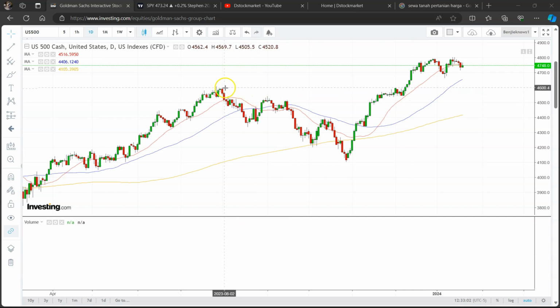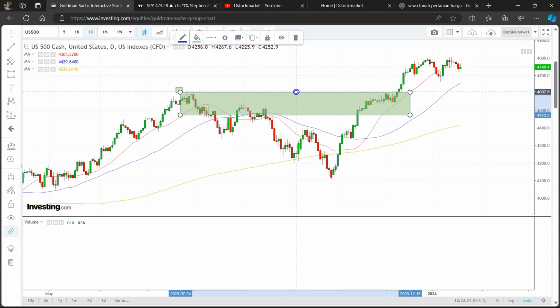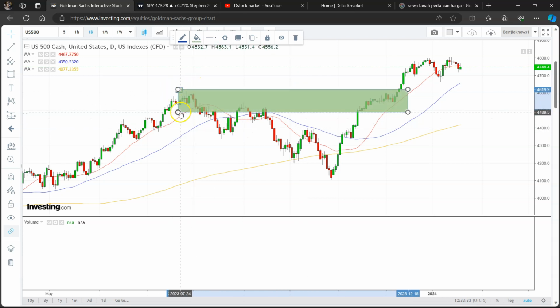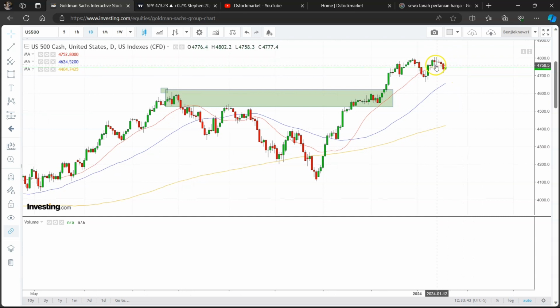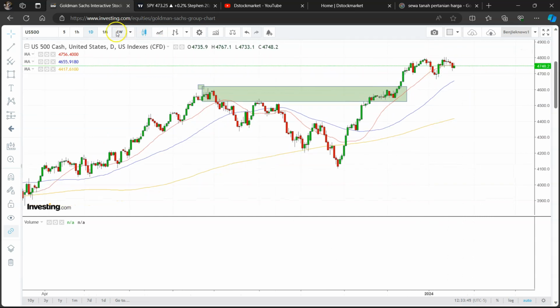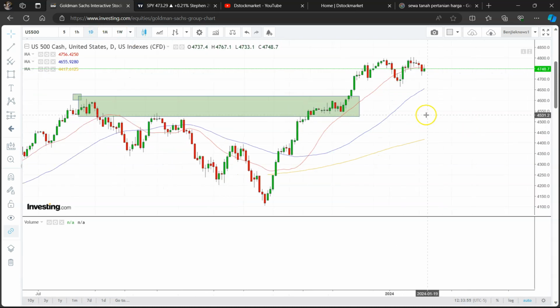So the market broke out of this resistance area here. This is the S&P 500. Now this is the support area here, but as you can see, the market moves up and then it kind of forms this double top pattern. And I think the reason why we are doing this is because we are at the old highs here. So naturally there will be some resistance or at least some sideways trading.